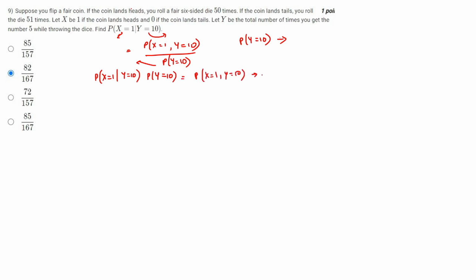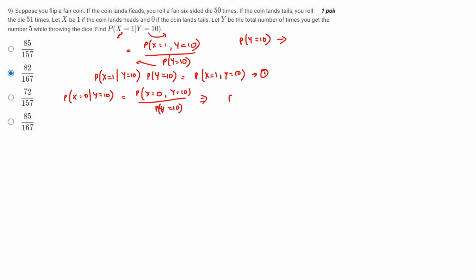I'll call this equation 1. Again, I'll go with P of X equal to 0 given Y equal to 10, and now that is again given by P of X equal to 0 comma Y equal to 10 divided by P of Y equal to 10. Again I'll send the P of Y equal to 10 to the LHS.